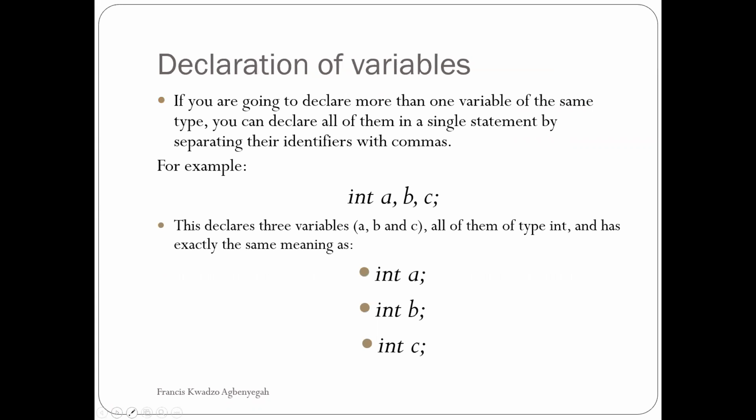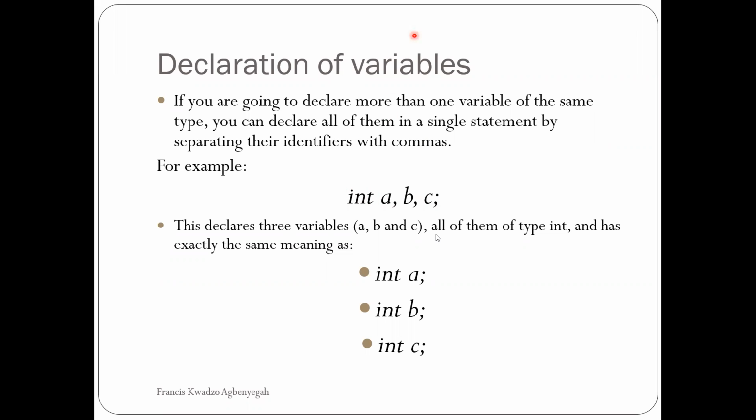Now, we have different ways that you can declare your variables. As you can see from here, we declare A, B, C. All of them are variables, and all of them are of the type int. This is what we refer to as single line declaration. We declare A, B, C, all on a single line, because all of them are of the same data type, int.